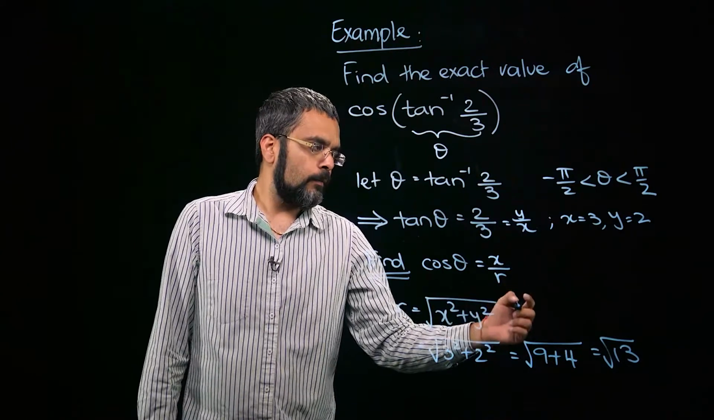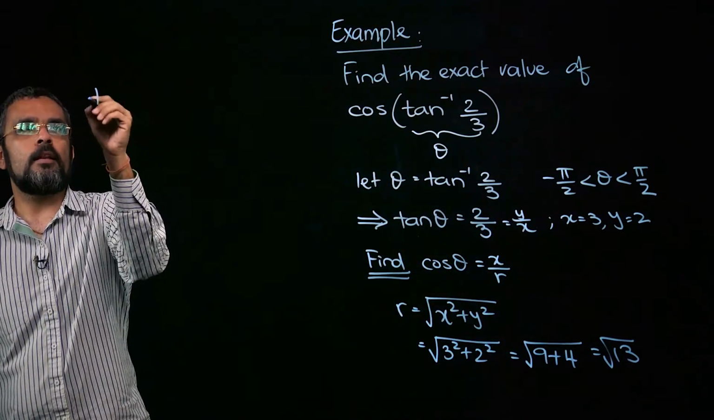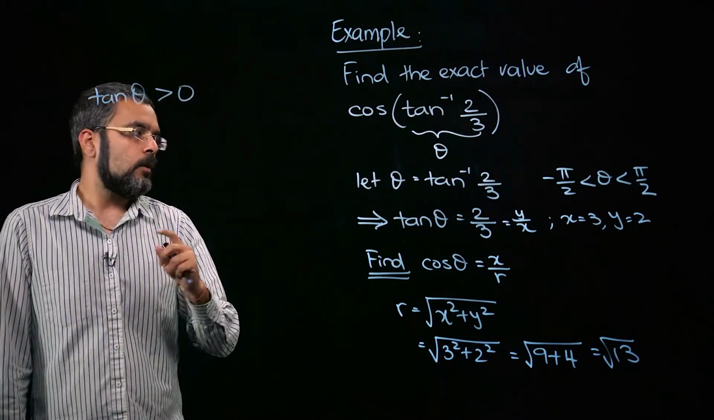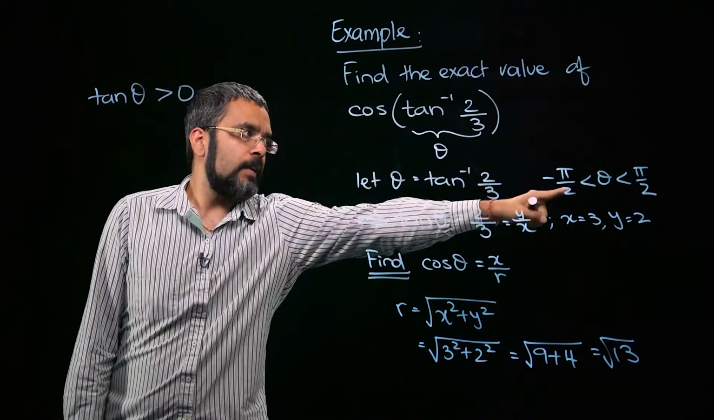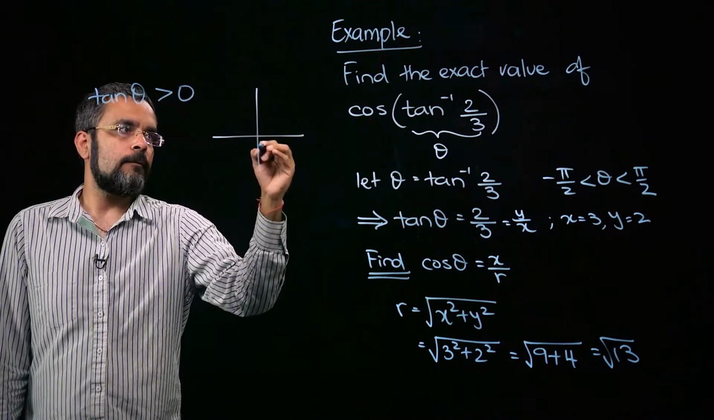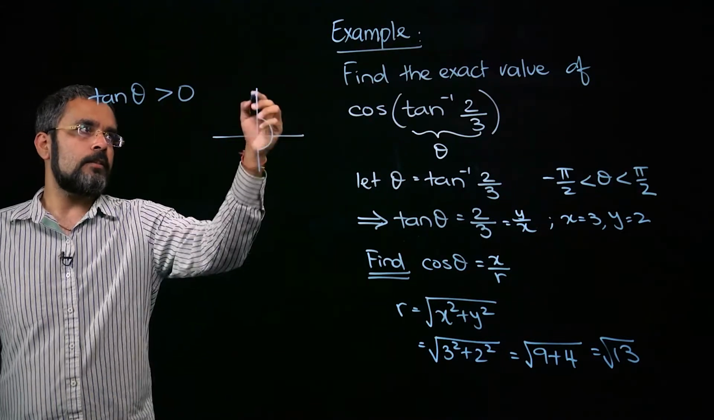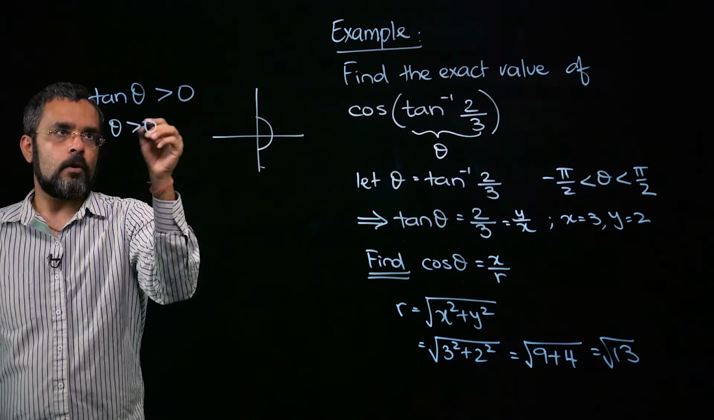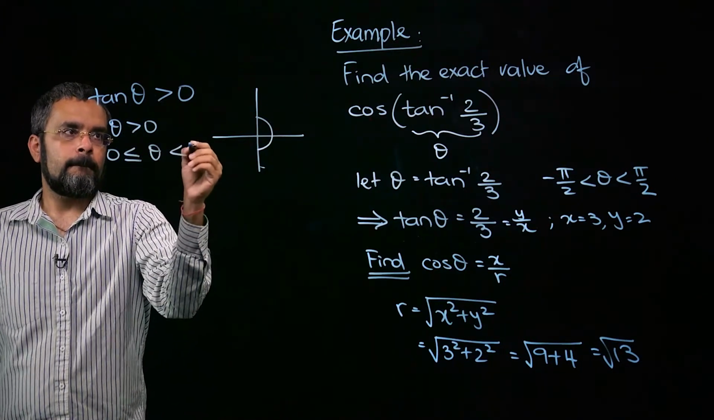Okay, so I have two possible values actually when I take this. Notice that tan theta here is positive, so tan theta is greater than 0, because it is 2/3, and theta is between negative pi over 2 and pi over 2, so in these two quadrants. But since tan is positive, it has to be in the first quadrant. So in this case, theta has to be between 0 and pi over 2.